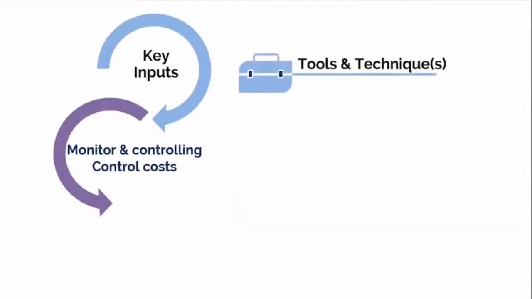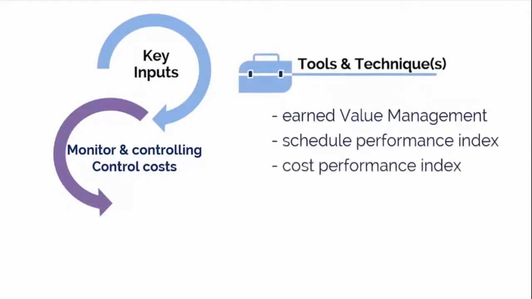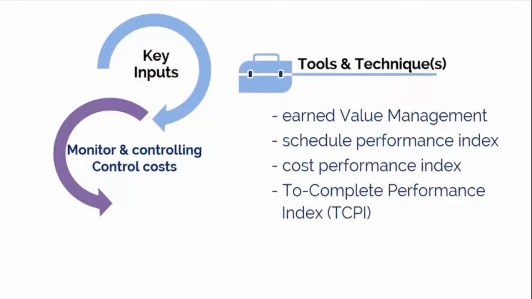Here we have listed the key tools and techniques for the control cost process. Earned Value Management, abbreviated EVM, is a methodology that combines scope, schedule, and cost measurements to assess project performance and progress. It integrates the scope baseline with the cost baseline, along with the schedule baseline, to form the performance baseline, which helps the project management team assess and measure project performance and progress.